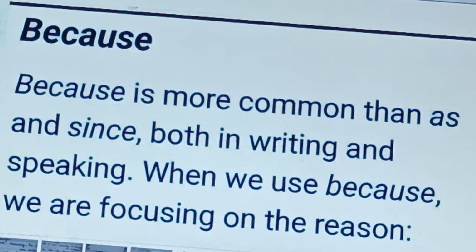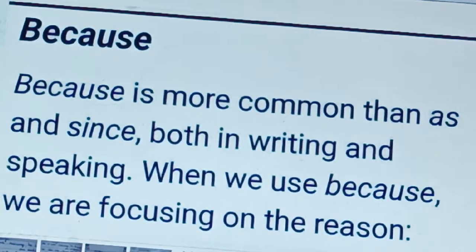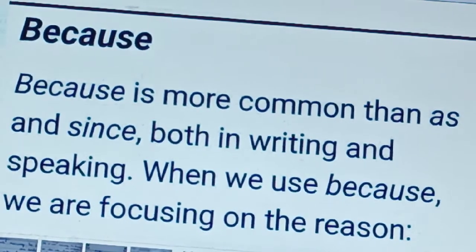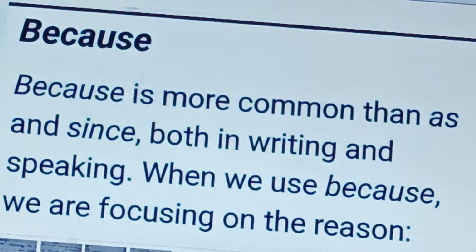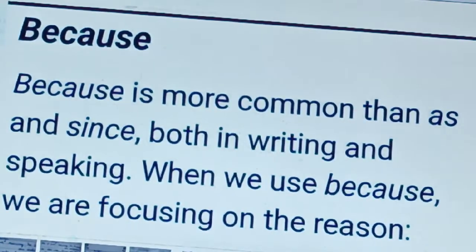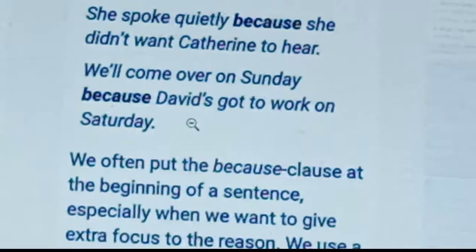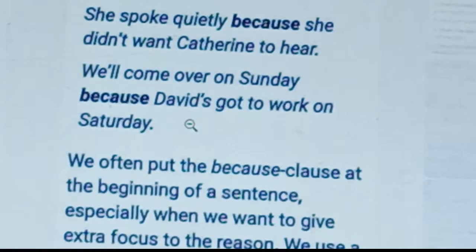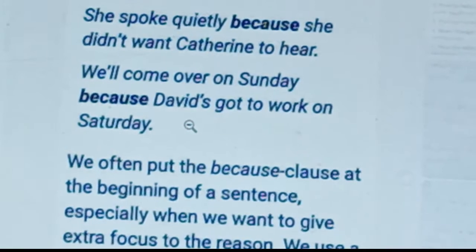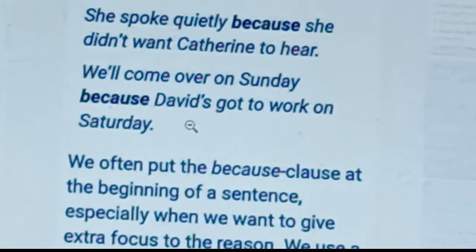Because is more common than as and since, both in writing and also in speaking. When we use because, we are focusing on the reason. When we want to give extra focus to the reason, we often put the because clause first. Okay.